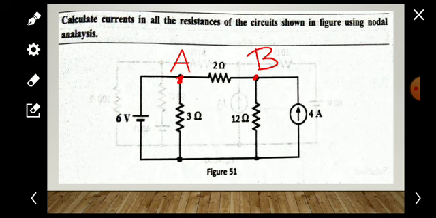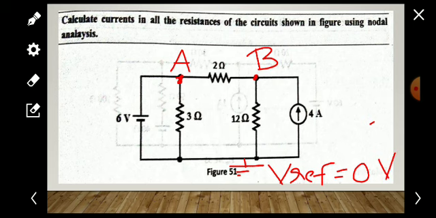We have to choose a reference node to which all node voltages can be referred. Normally in most cases the reference node will be here, and we are keeping the reference node voltage as 0 volt. So this is the first step: we have to identify the number of nodes. In the given circuit there are three nodes, A, B, and a reference node. Of course, in a circuit there will be a reference node, and we are keeping its voltage as 0.